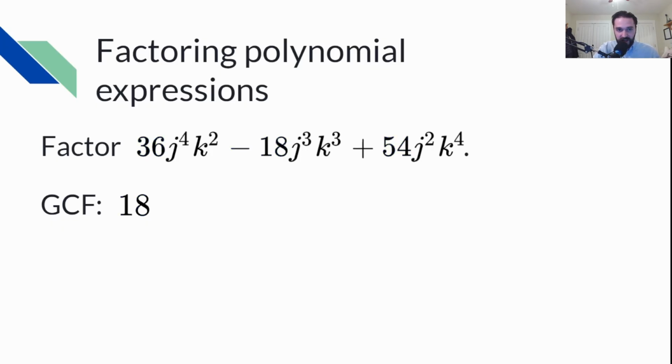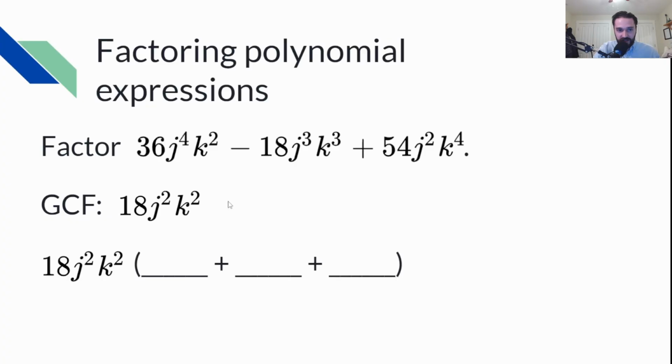Next we need to look at the j's. We have j to the fourth, j cubed, and j squared. The lowest power that occurs is 2. So I have j squared. Next we look at the k's. We have k squared, k cubed, and k to the fourth. The lowest power that occurs is 2, so k squared is included in my GCF. This is the GCF of this entire expression. So let's factor that out and fill in these blanks.